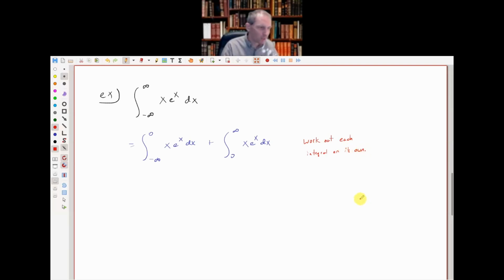Okay, if one of them diverges, then the whole thing diverges. So the only way that I get a value out of this is if both of them come out to be a finite number. All right, so let's look at the first one.